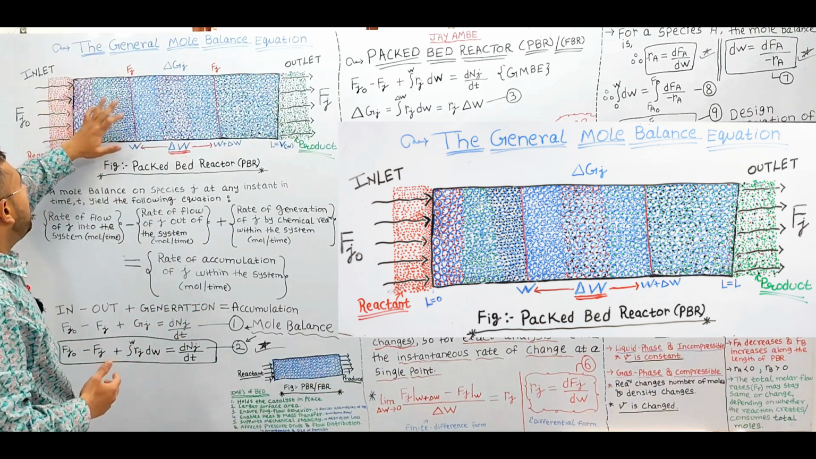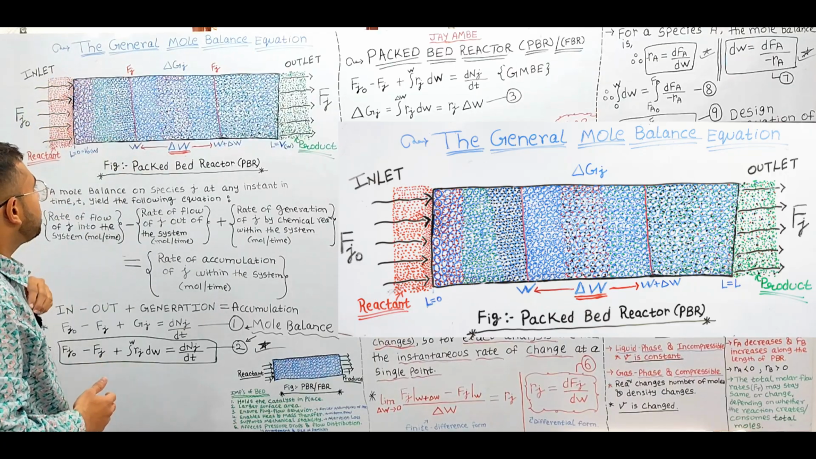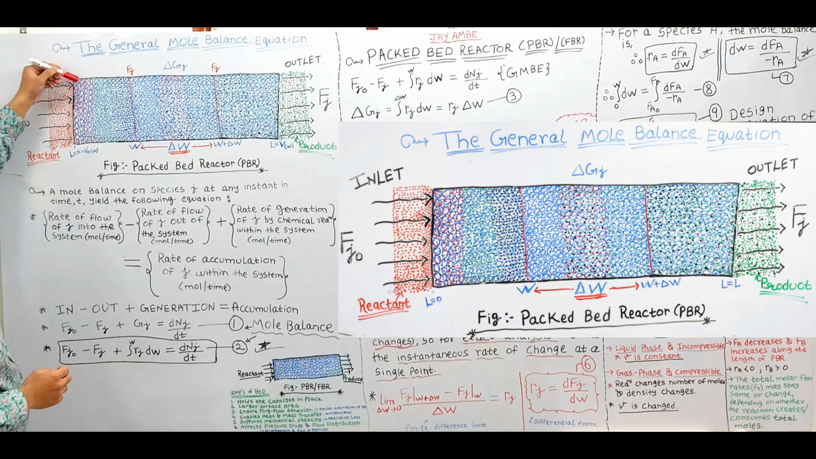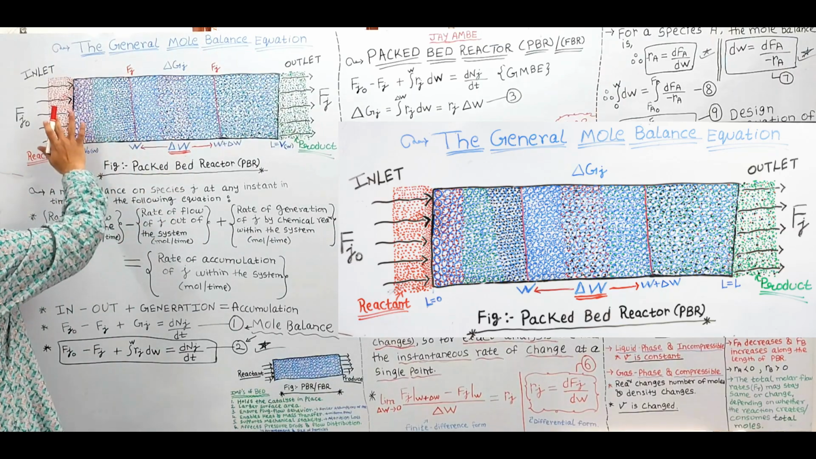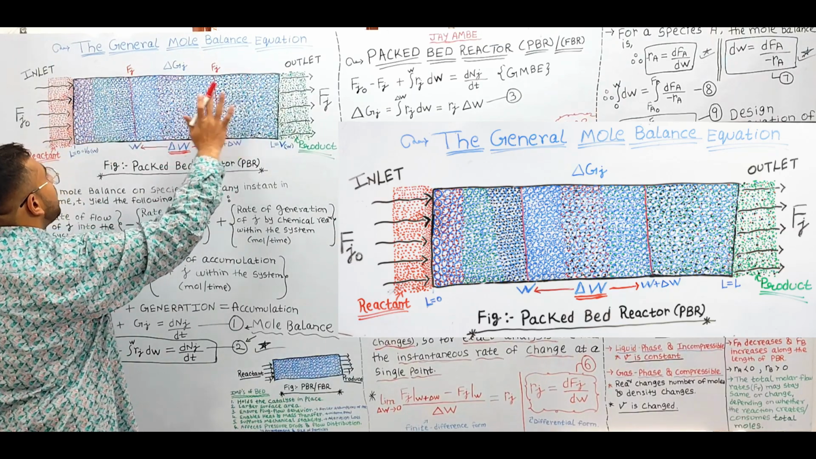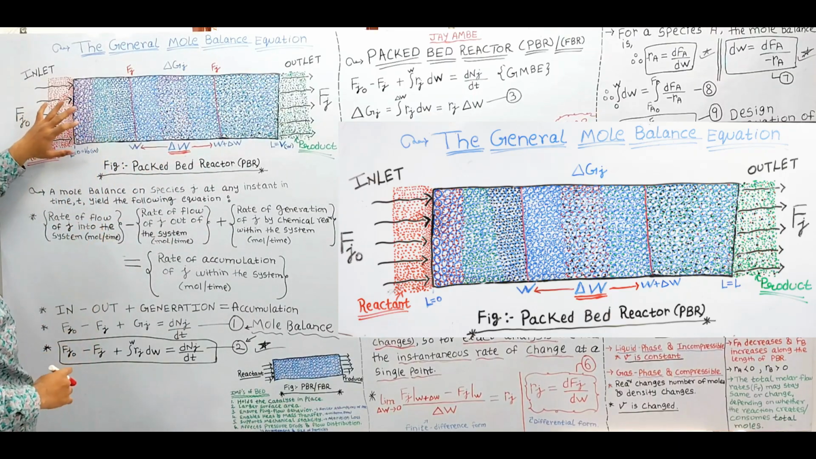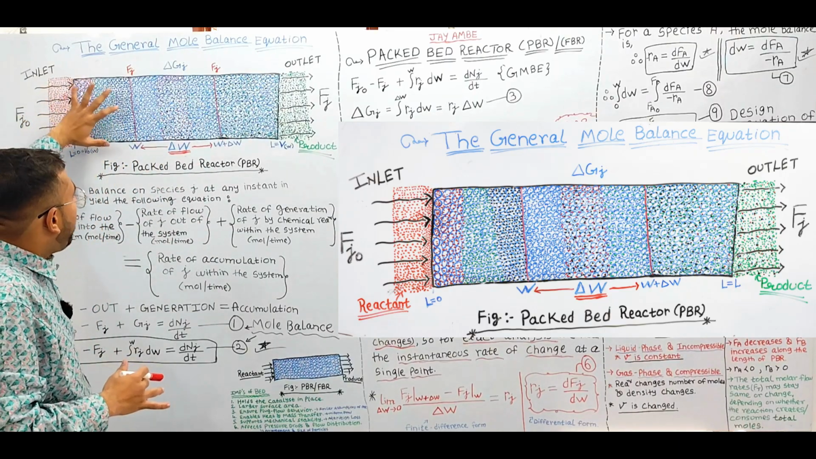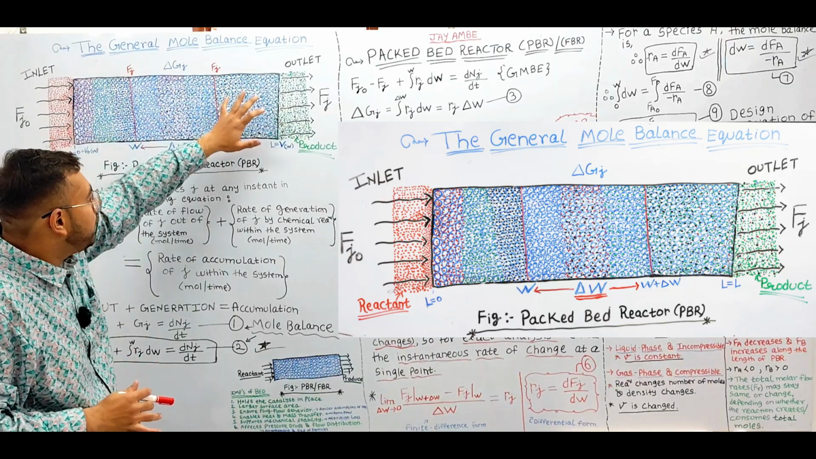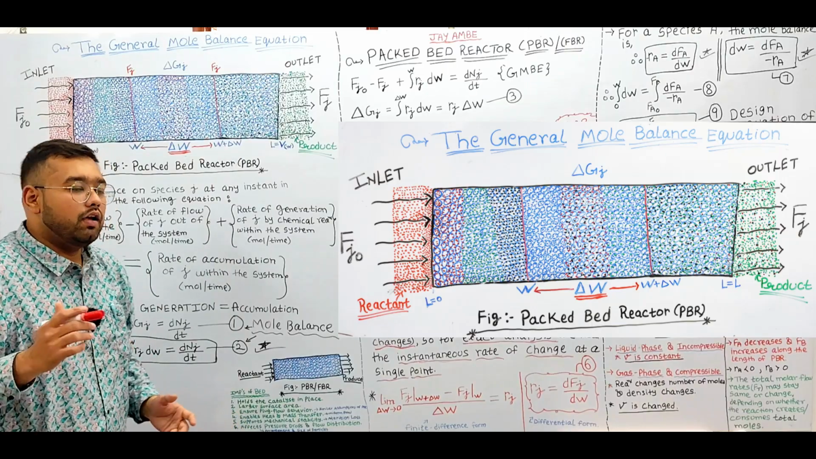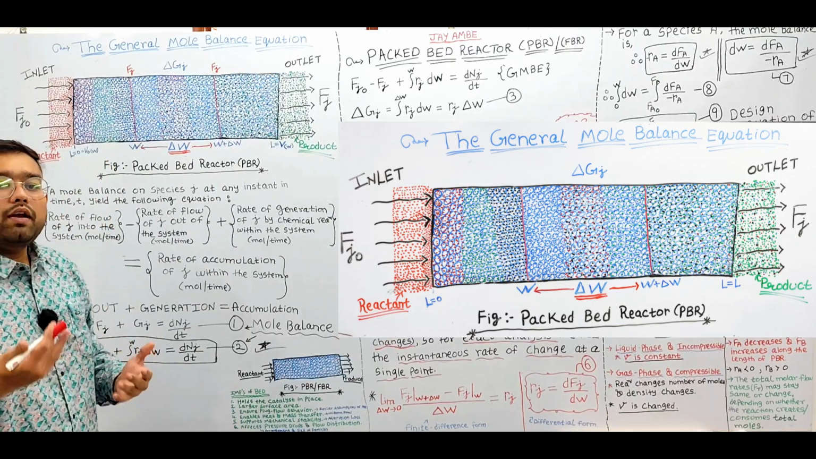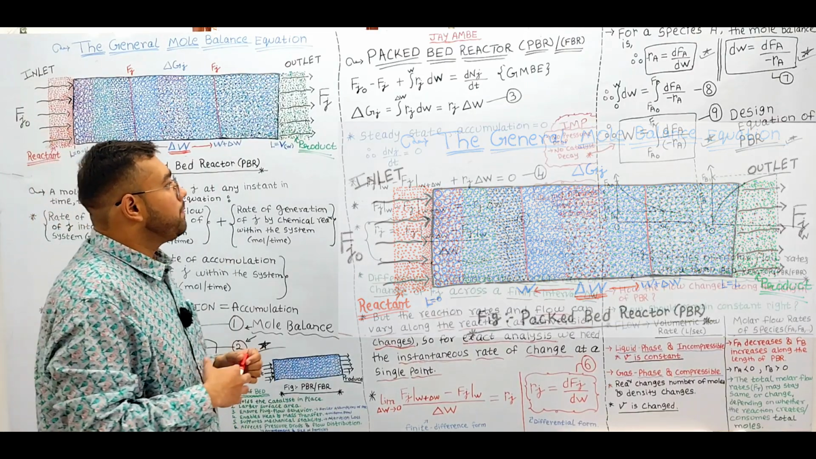Here you can see the blue circles. The blue circles indicate the different packing materials, right? So the entire hollow space of the reactor, we are trying to uniformly pack with the solid catalyst, with the solid support, with the solid inert materials, right? It's called the packed bed reactor. I hope you understood.